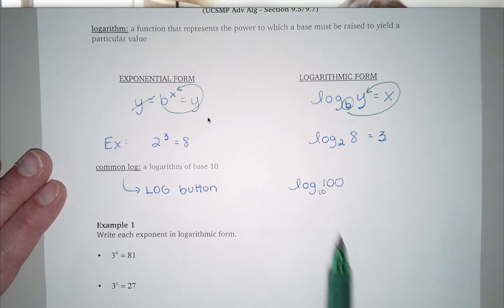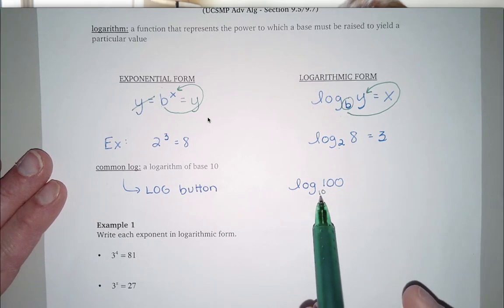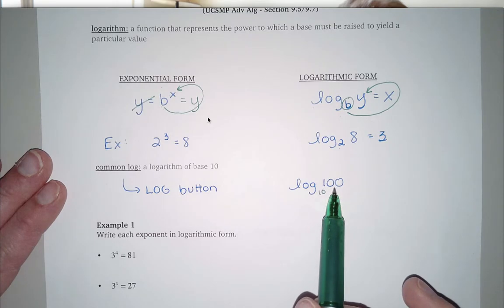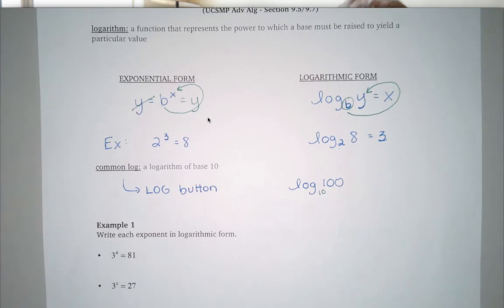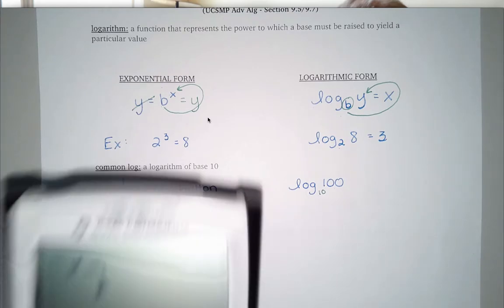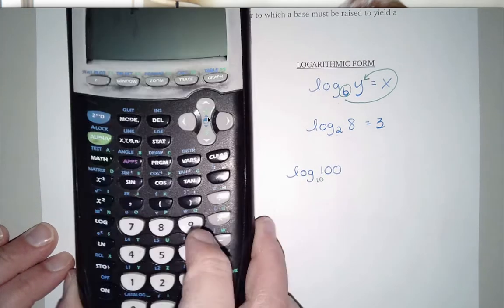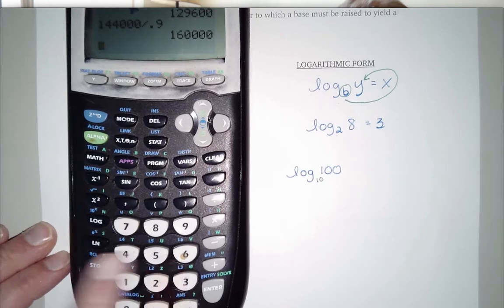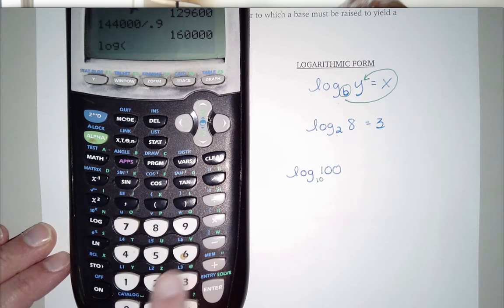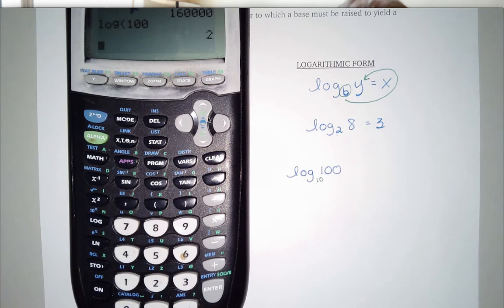And notice what this question is really asking is what power does it take to turn a 10 into a 100? Okay? Hopefully you can answer that on your own, but if you're not sure, in your calculator, you can type log of 100, and lo and behold, answer should be 2, because 10 to the second power makes 100.